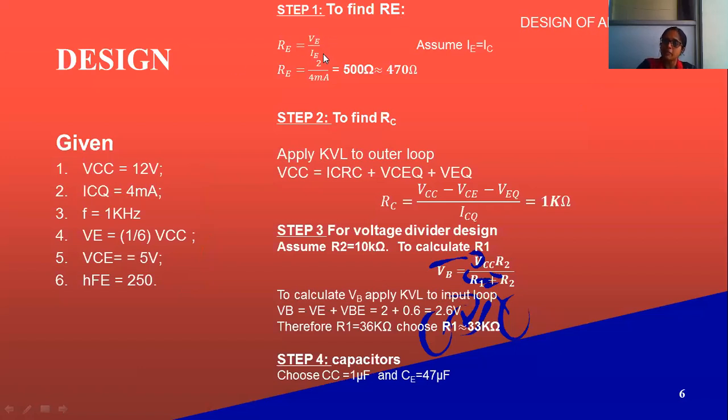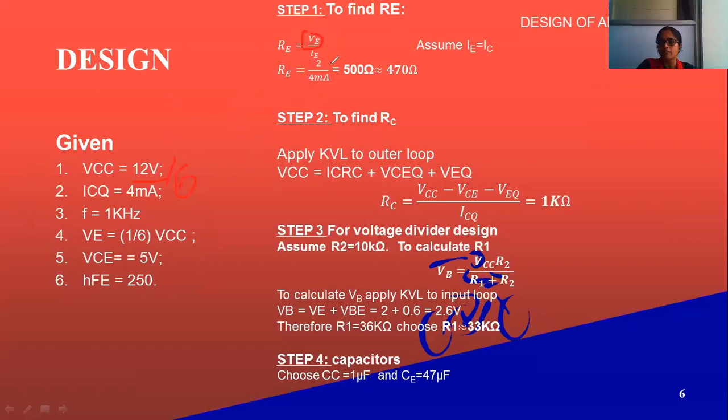RE is given by VE by IE. VE can be assumed as 1/10 of VCC or 1/6 of VCC, like that. Here we have taken VCC equal to 12 volts. Here I assume VE is equal to 1/6 of VCC. Therefore, 12 by 6, which is equal to 2 volts.